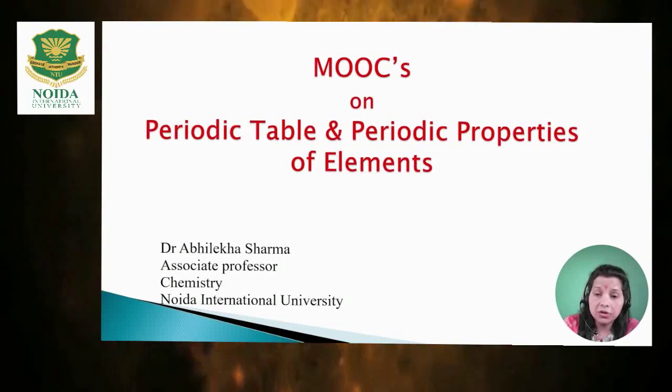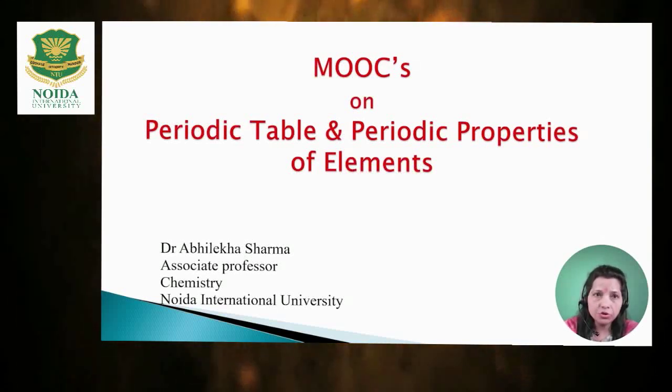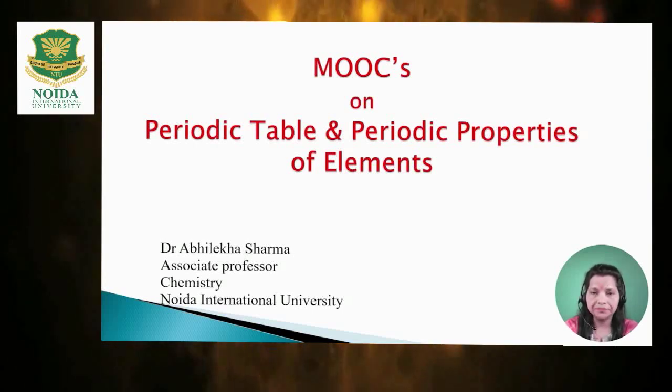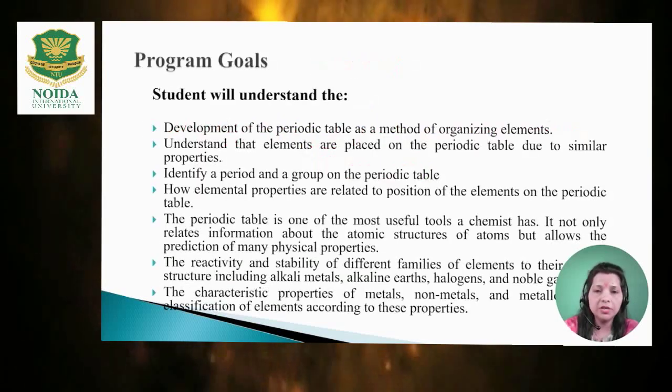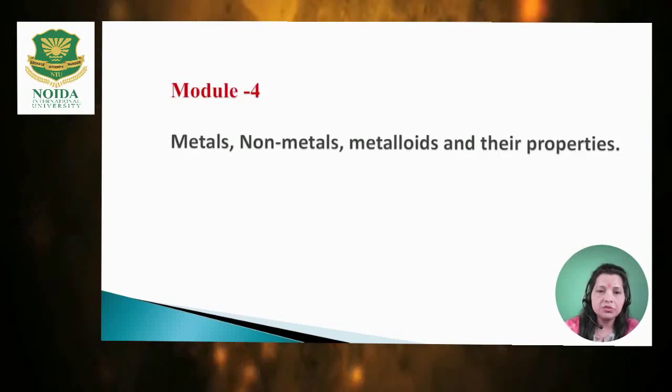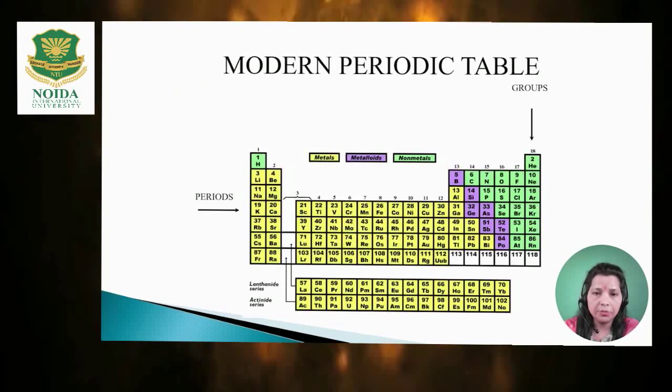You have learned a lot about the development of the periodic table, followed by the various periodic properties like ionization potential, electron affinity, then ionic radii, electronic configuration, how s, p, d, f orbitals get filled, then stability of half-filled and fully filled d orbitals, followed by oxidation and reduction reactions, half reactions, and so on. Now in this last module we will go through metals, non-metals, metalloids and their properties.